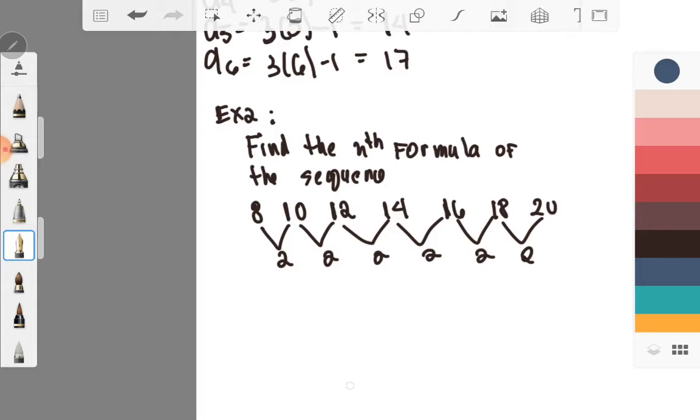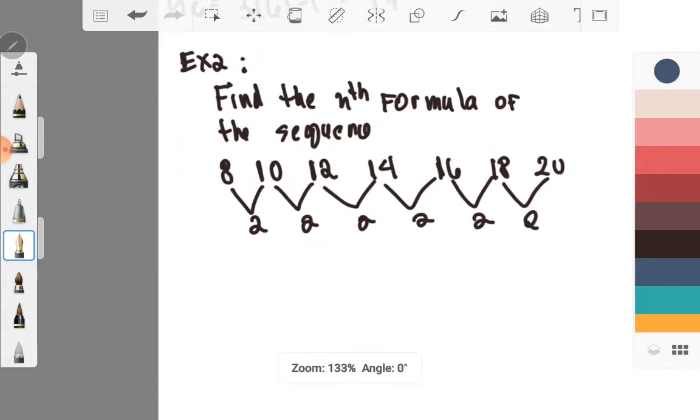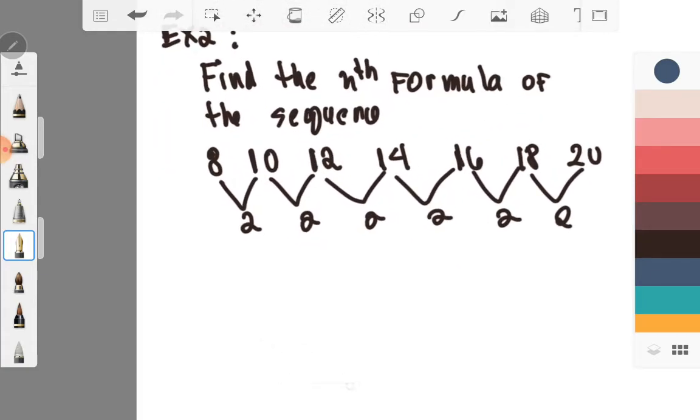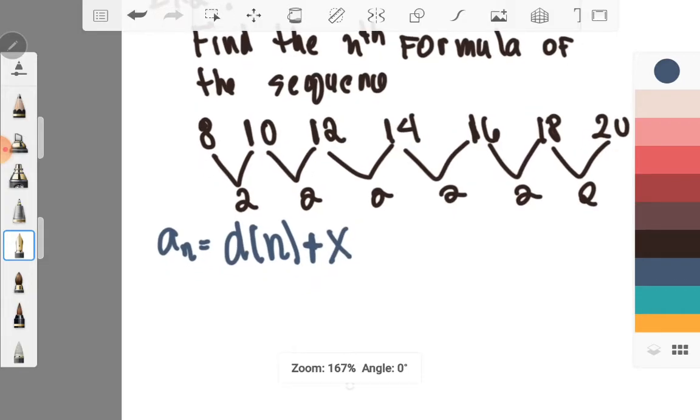Okay. So how will we do it? Just use my method, which is an = d multiplied by n plus or minus x. So plus na lang, so plus x. Take note that my d is the common difference, which is equal to 2. Tama? So 10 minus 8.